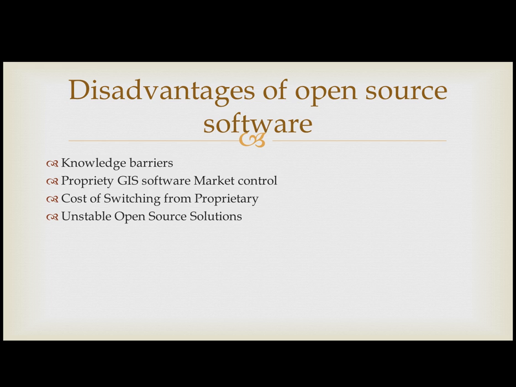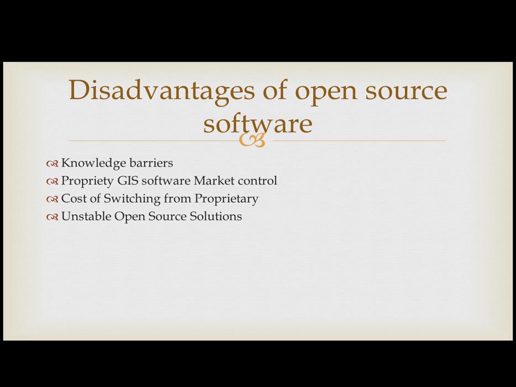Another disadvantage that discourages organizations and individuals from using open source software is that open source software, especially when it's first released, can be unstable, and sometimes organizations may choose to opt out of using an unstable solution and stick with and pay for a proprietary software solution that is stable.